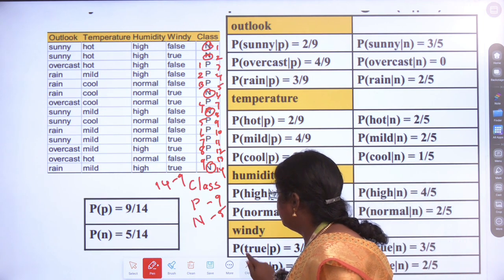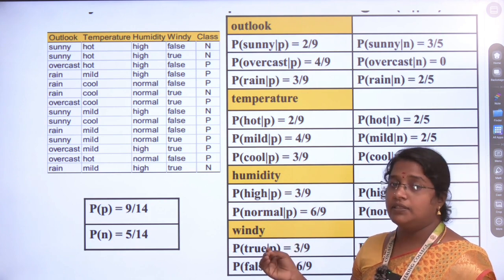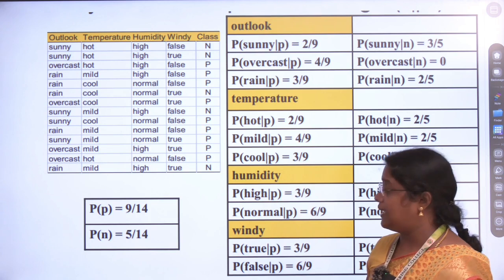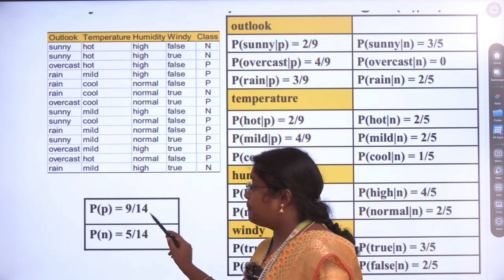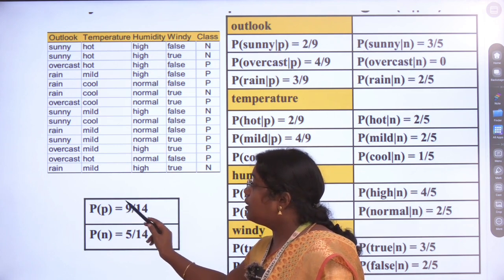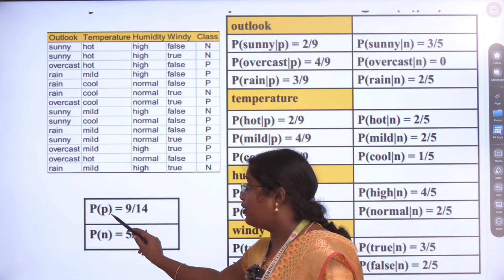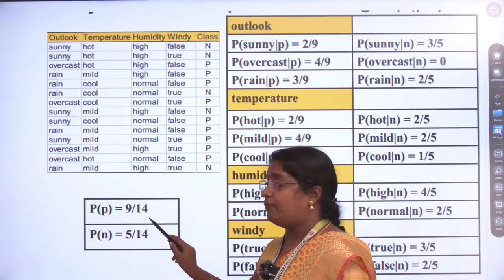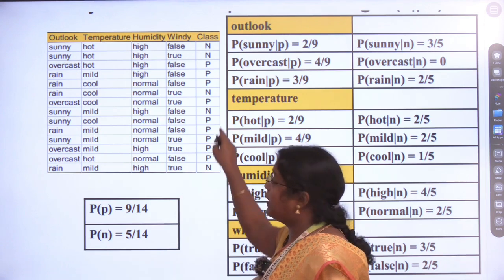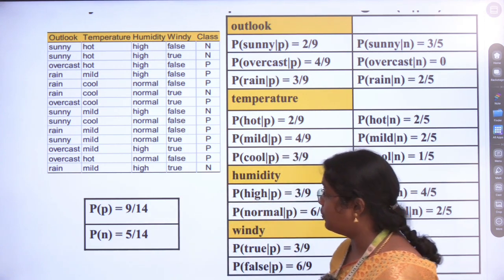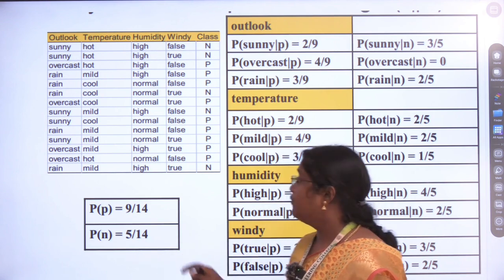And the next one, we have to calculate the likelihood, that is the probability table, for each attribute. Here we already calculated the number of instances of the yes class, 9. So the probability of the yes class, we can write, P(yes) equals 9 by 14. 14 is the total number of instances and 9 is the number of instances in the yes class alone. Then the probability of the no class, in the same way, is 5 by 14.